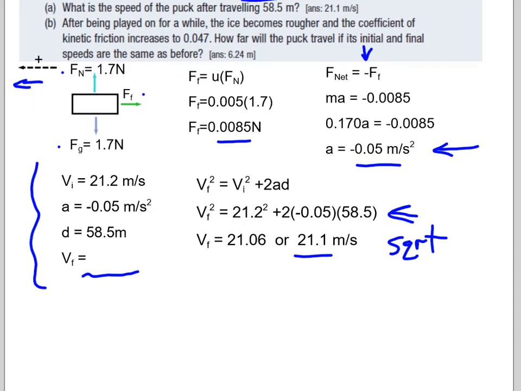After being played on for a while, the ice becomes rougher. So I'm not going to do this whole question again. What you do though is you take this coefficient of friction right here and you replace it with 0.047 and trace it through the problem. And you should come up with 6.24 meters. Okay, and you can sort of work that problem backwards.